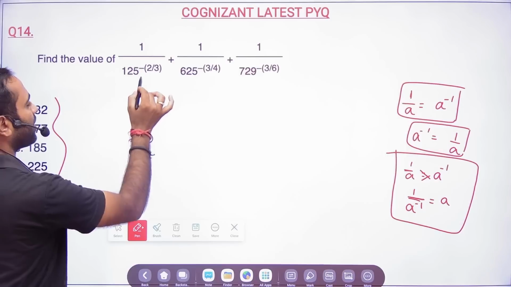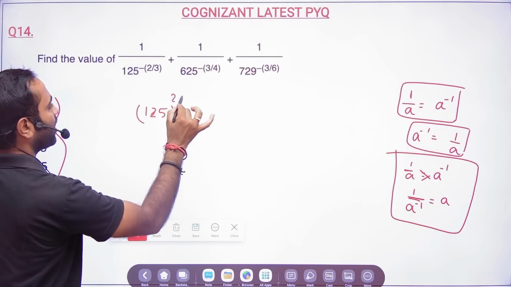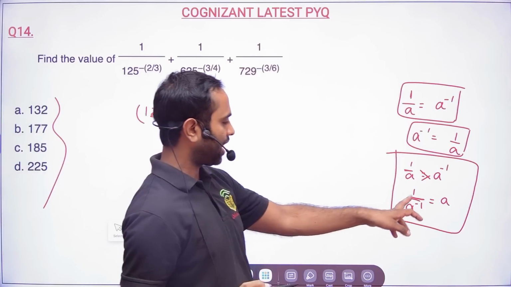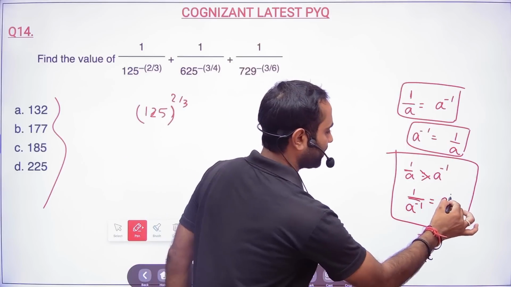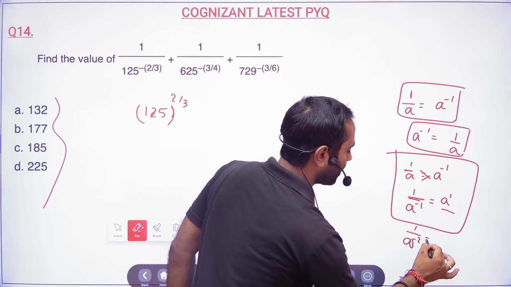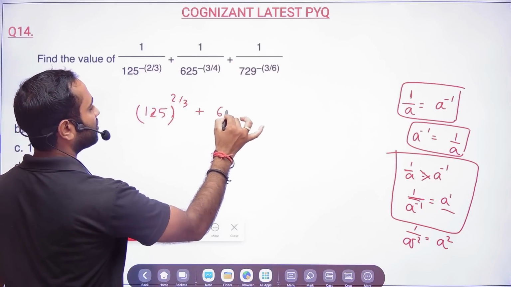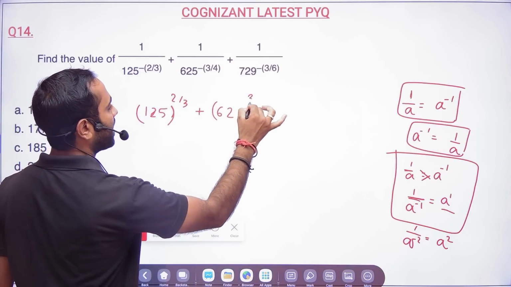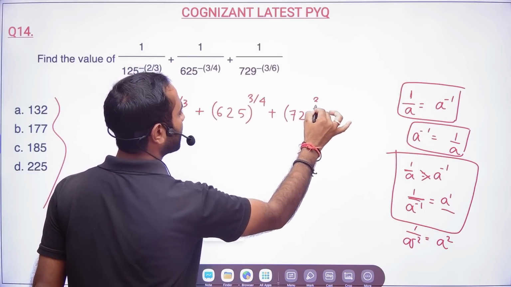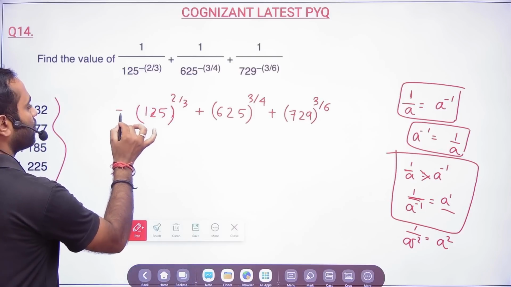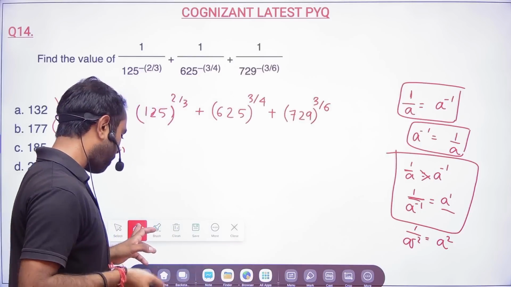So if you have 1 by this, then when it goes up, we can write it as 125 to the power 2 by 3. So the minus sign will get over. If you have 1 divided by a to the power minus 1, you can directly write a to the power 1 basically. If you have a to the power minus 2, you can write a square. Clear? Okay. And then plus, this is 625. Again, if it goes up, the minus sign will get removed, and you will get the power. Then you have 729. If it goes up, the minus sign will be removed. It will be 3 by 6. Clear? Okay. Now, once you do this, after that, friends, it is very, very important for you to think.